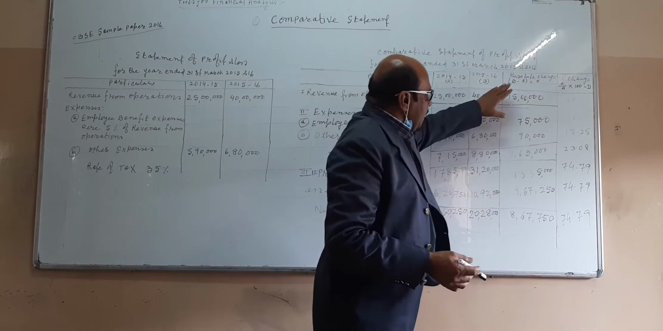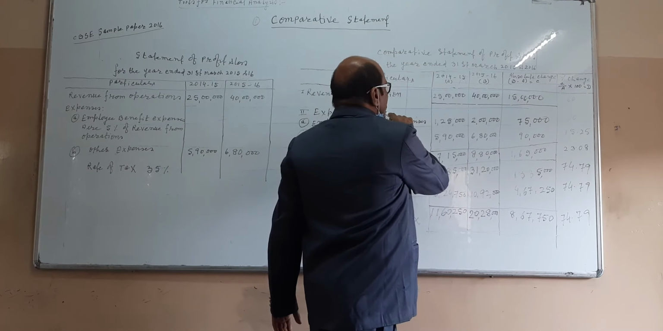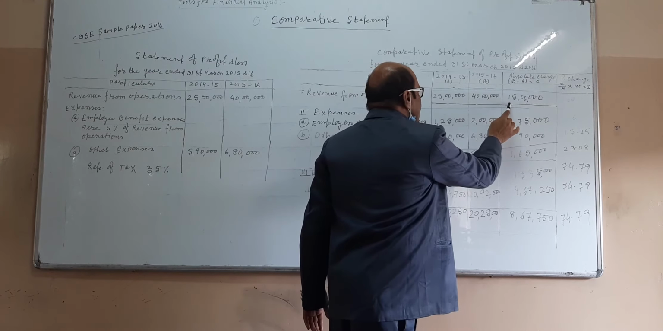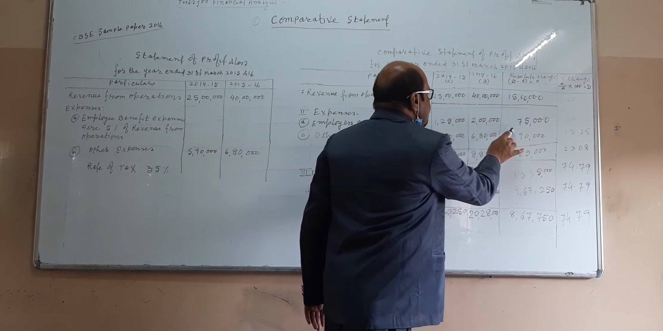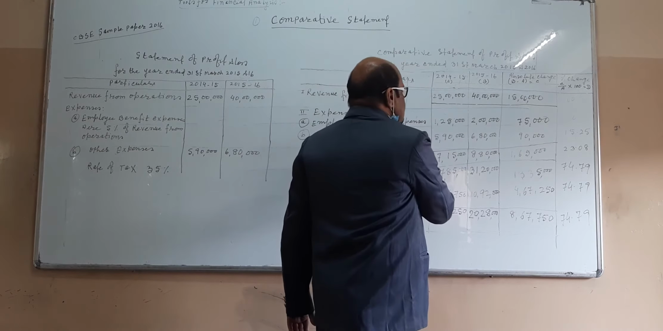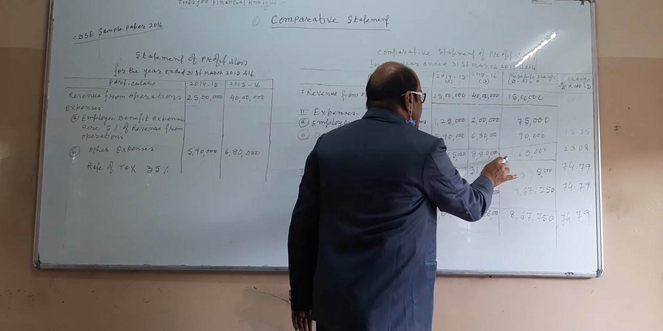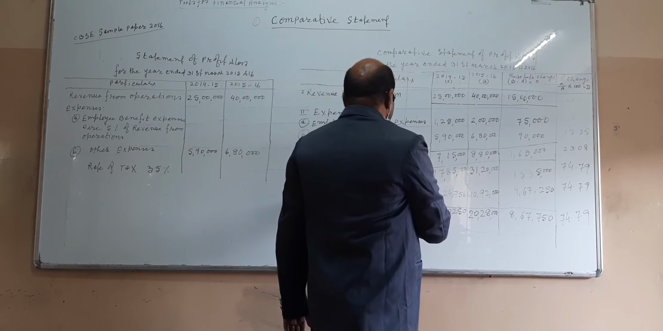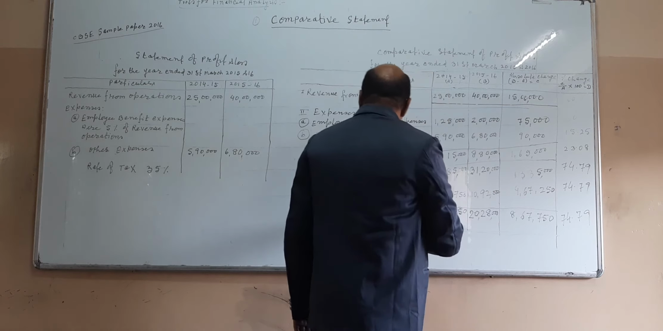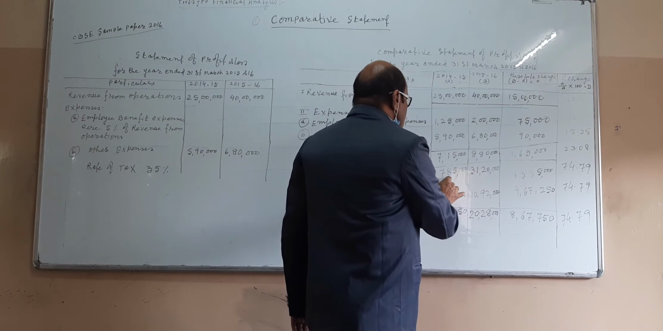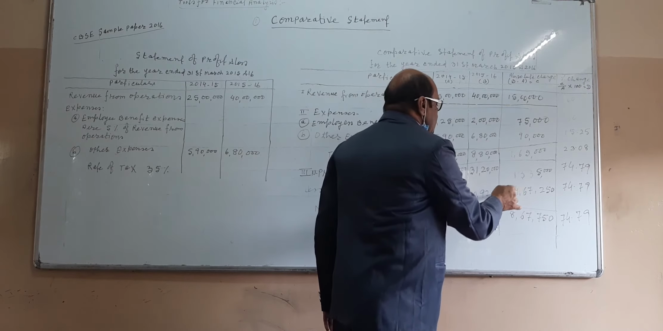So you calculate the absolute change of each and every item. Like the revenue from operations, there is an absolute change of 15 lakh. Employee benefit expenses, absolute change is 75,000. Then other expenses, absolute change is 90,000. Total expenses, absolute change is 1,65,000. Then profit before tax is 1 minus 2. How much? 30,35,000. And tax, we calculate this 35% on this amount also and on this amount also, and we find out the difference.